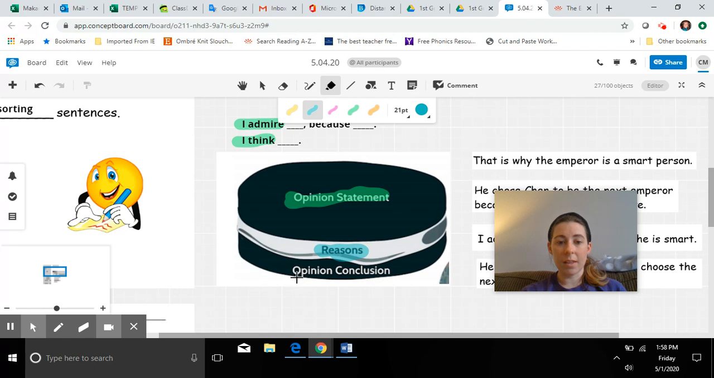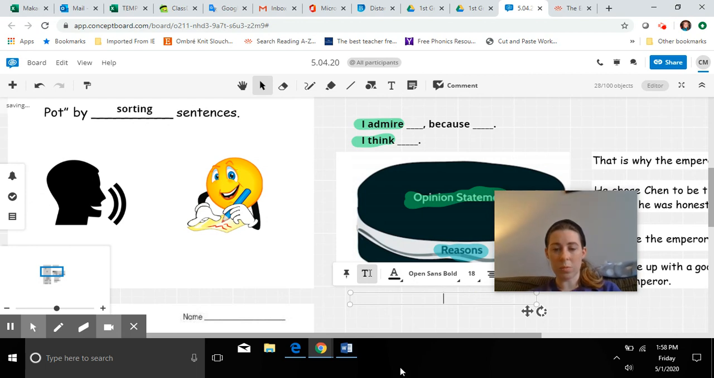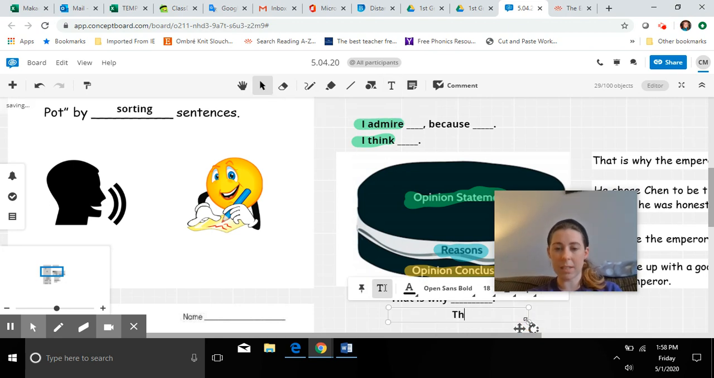And then the last part of our opinion paragraph is the conclusion. And sometimes our conclusion might end like this. Might end with the words, that is why. Or it might end with, these are the reasons why.